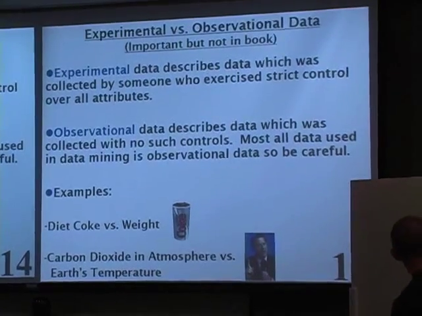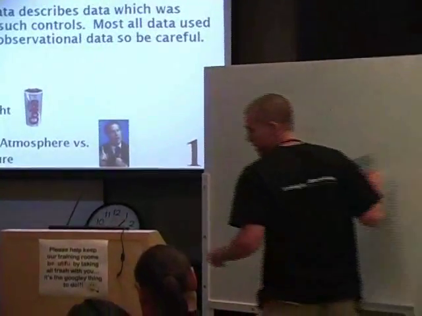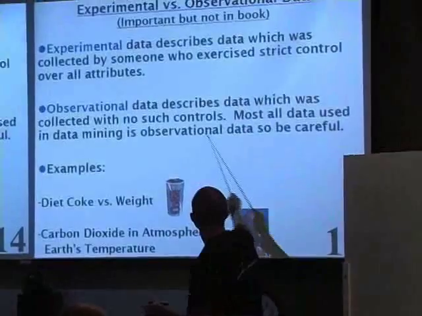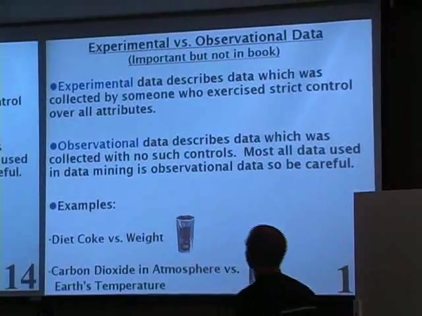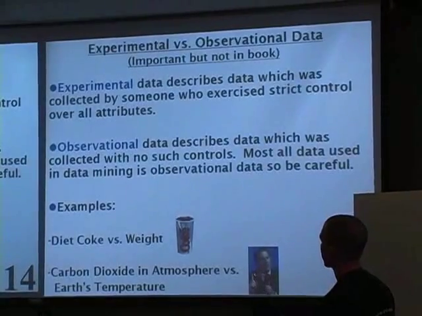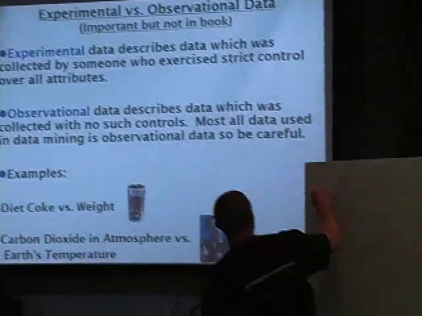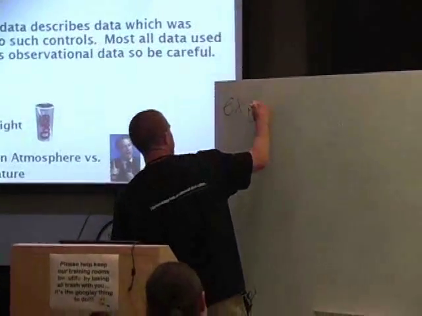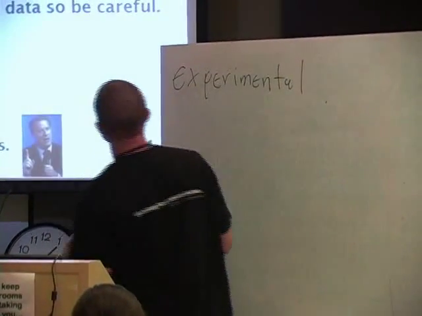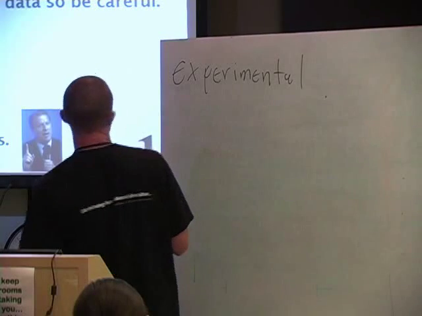There's this big distinction between experimental data and observational data. And you notice that I say up here, most all data used in data mining is observational data, so be careful, right? Observational data is data that can often get you in trouble, okay? And what's the difference between these? I put some definitions up here, but I think most of you should get this just from thinking about the difference between collecting data in an experiment versus collecting data observationally, right?